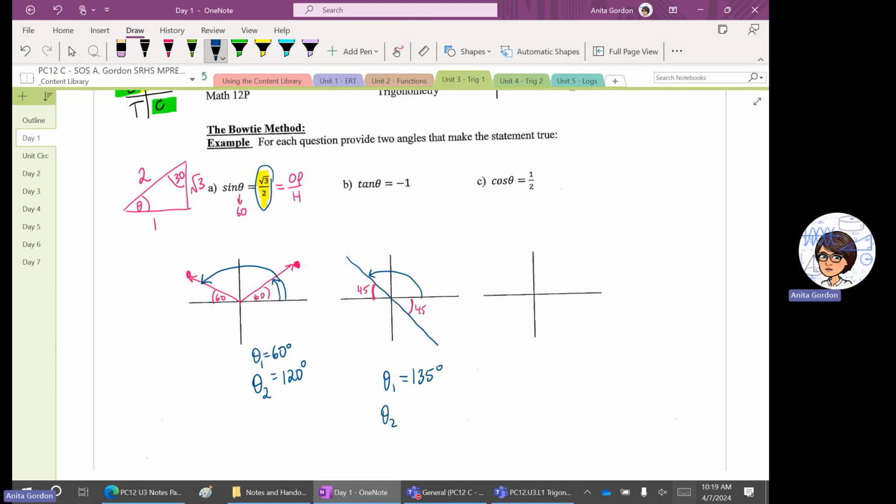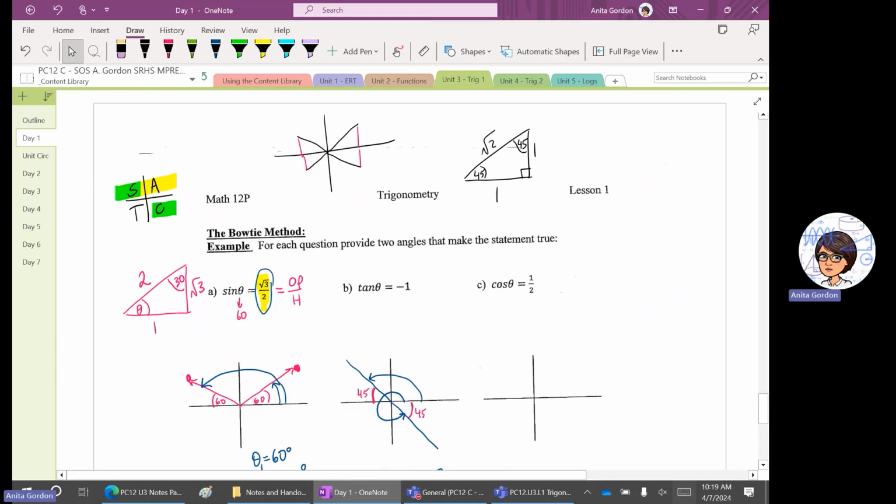And then I go all the way around to my second angle. So this is 270 plus 45. This gives me that my second angle that would make this true is 315 degrees. All right, so again, reference angle just tells us where we are on the chart, and standard position, pardon me, will tell us what the angle actually is.